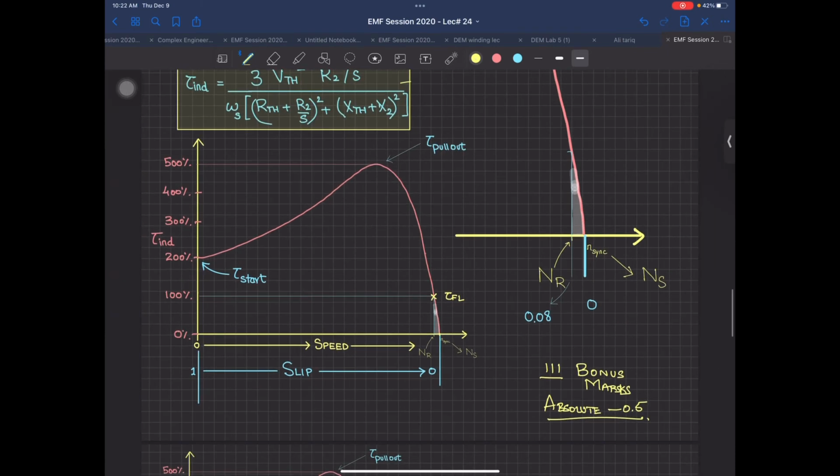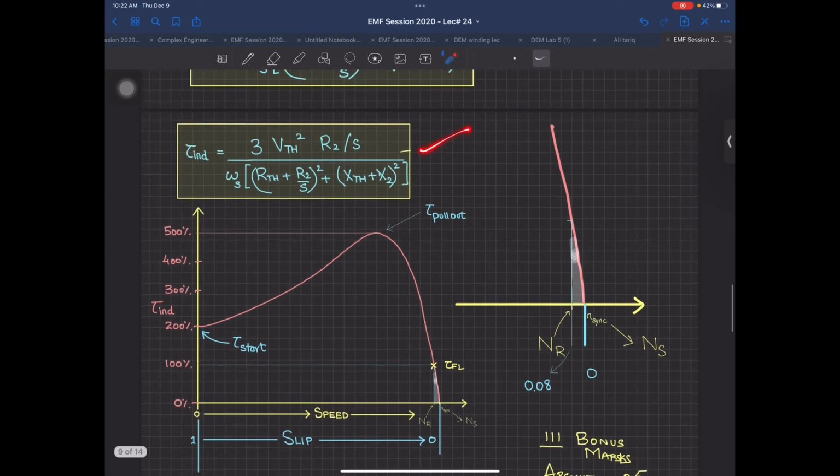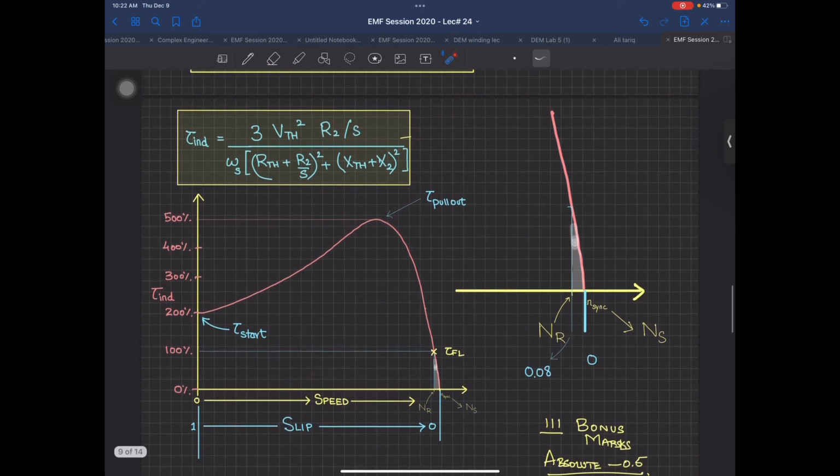Any questions with this? Torque slip curve over here. I will strongly advise you, just maybe take 15-20 minutes from your MATLAB, plug in this equation over there and change S and try to plot this torque slip curve. And don't miss this one.